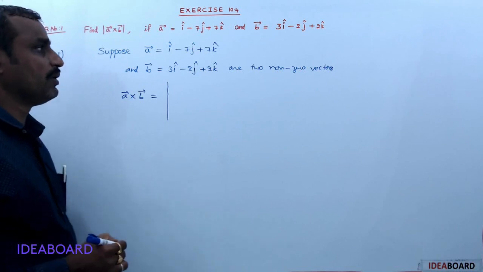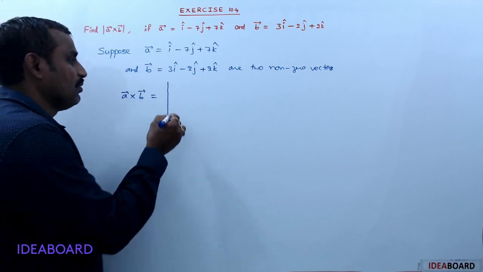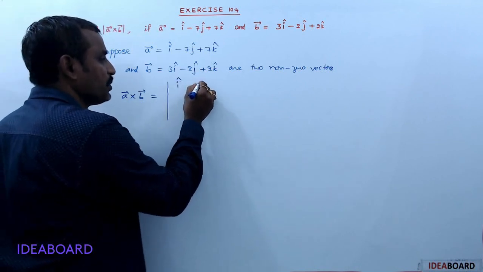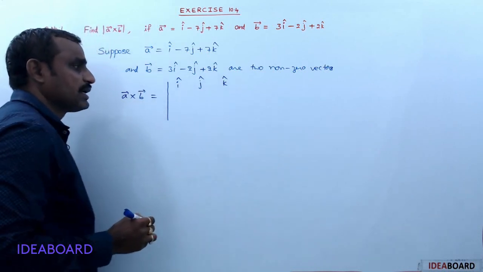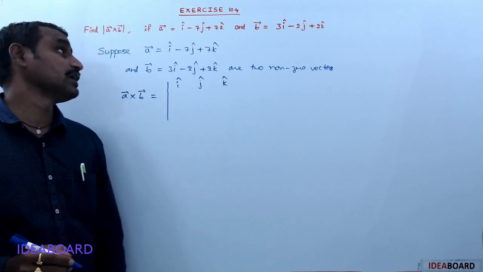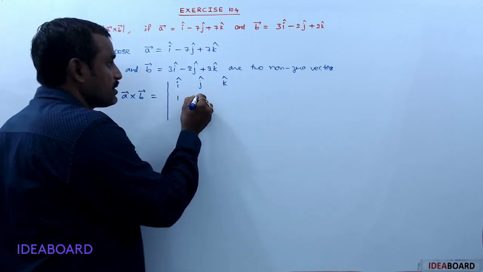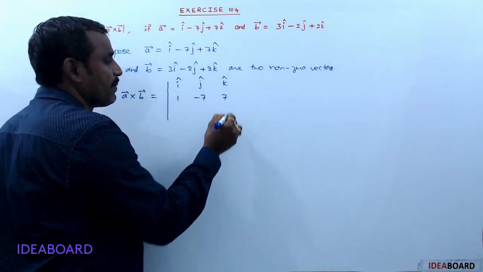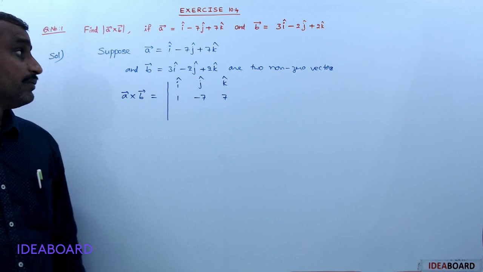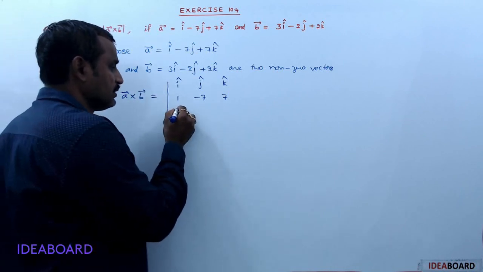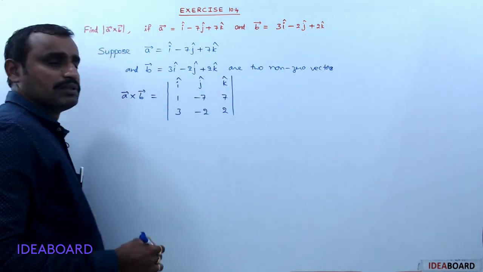In determinant form, the first row is filled by the I, j, k elements. So I cap in the first row first column, j cap in the first row second column, k cap in the first row third column. The second row is filled by the scalar components of the A bar vector, that is 1, minus 7, plus 7, and the third row is filled by the scalar components of the B bar vector, that is 3, minus 2, plus 2.